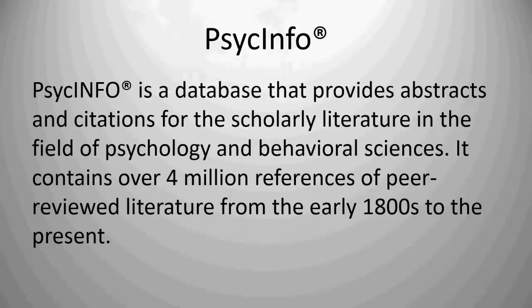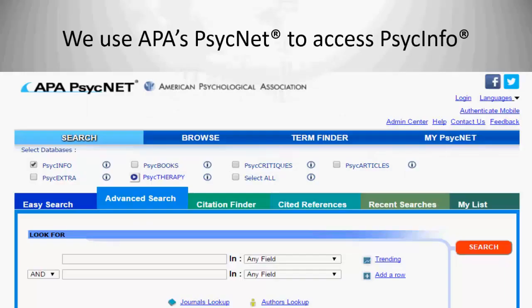PsycInfo is a database that provides abstracts and citations for the scholarly literature in the field of psychology and behavioral sciences. It contains over 4 million references of peer-reviewed literature from the early 1800s to the present. We use APA's PsycNet platform to access PsycInfo.